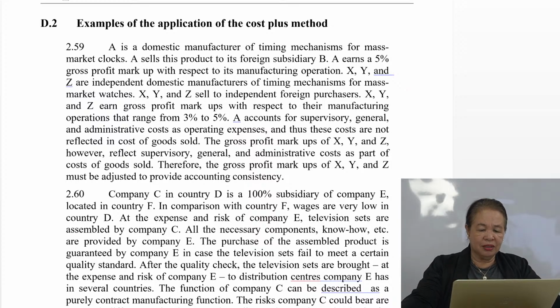So mali, no? Therefore, the gross profit markups of X, Y, and Z must be adjusted to provide accounting consistency. Why? Kasi hindi pwede na yung supervisory, general, administrative cost part ng cost of goods sold. Operating expenses yan, no? Okay. So, dapat lang daw provide accounting consistency.